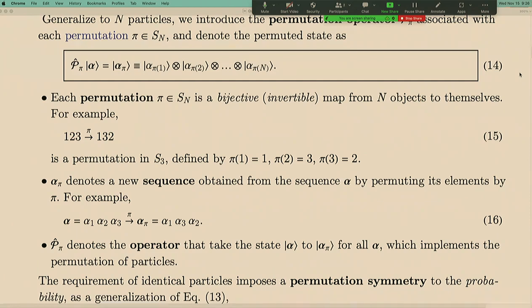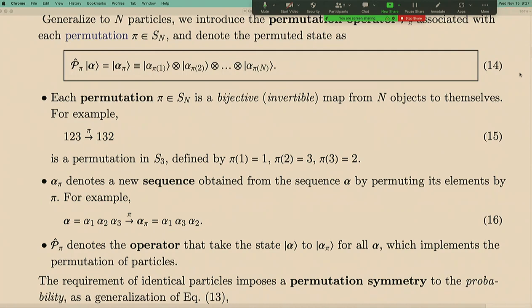For any permutation, you can use the permutation to generate a new sequence given the original sequence. For example, if I have an original sequence alpha, which is alpha 1, alpha 2, alpha 3, these 1, 2, 3 are the indices of this sequence. But alpha 1 itself is also an integer which takes a value. Every alpha i is an integer that takes a value from 1, 2, and so on to d. Basically, you have d choices for each alpha if the single particle Hilbert space dimension is d.